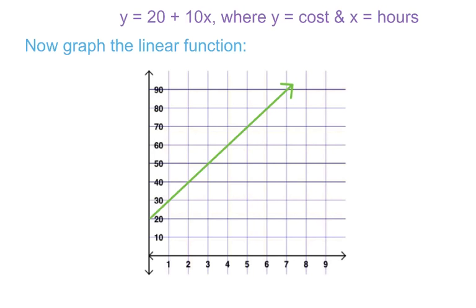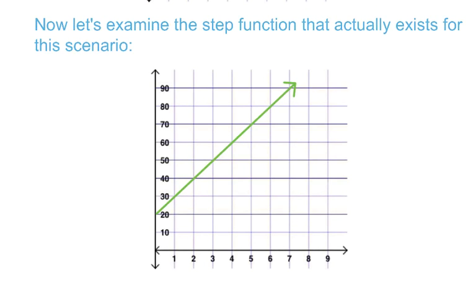We need to, however, take this linear equation and look at it from a step function point of view, because in the real world, that's what it is. First thing is we're not going to be paying $20 if we bowl 0 hours, so we're actually going to pay $0 if we bowl 0 hours. And then if we bowl 1 minute, we pay $30. So our step function starts to look like this.